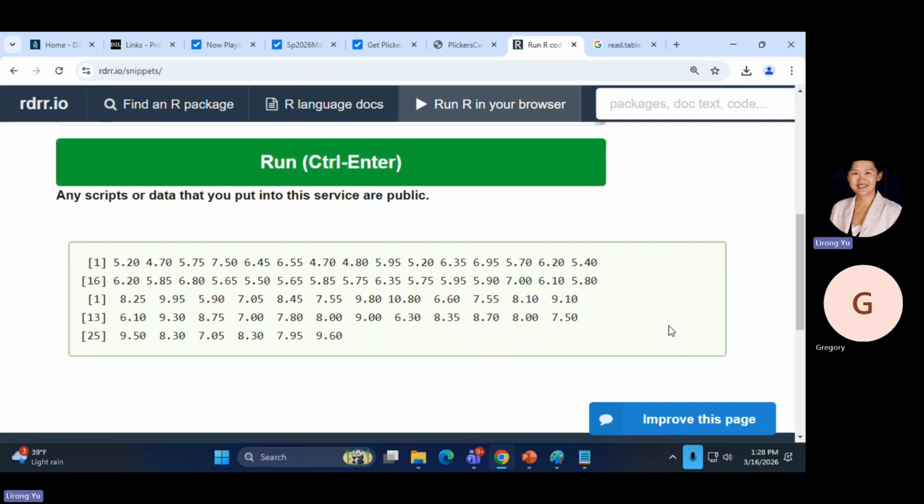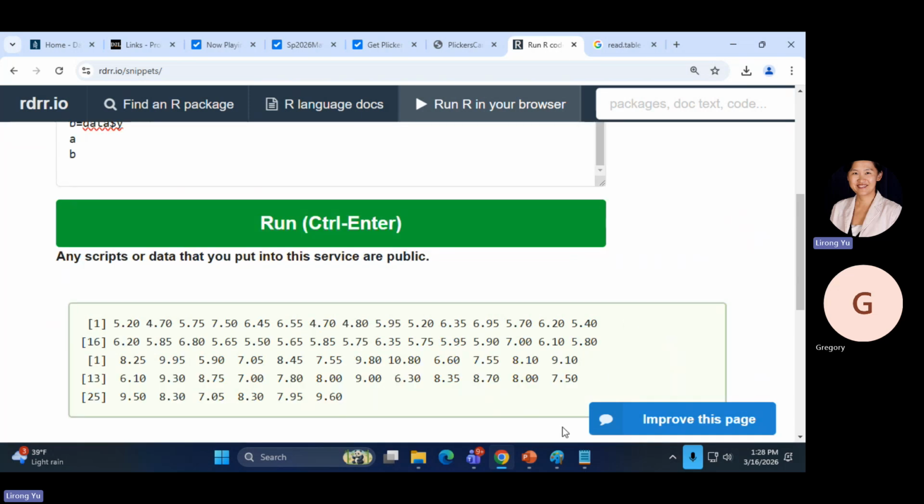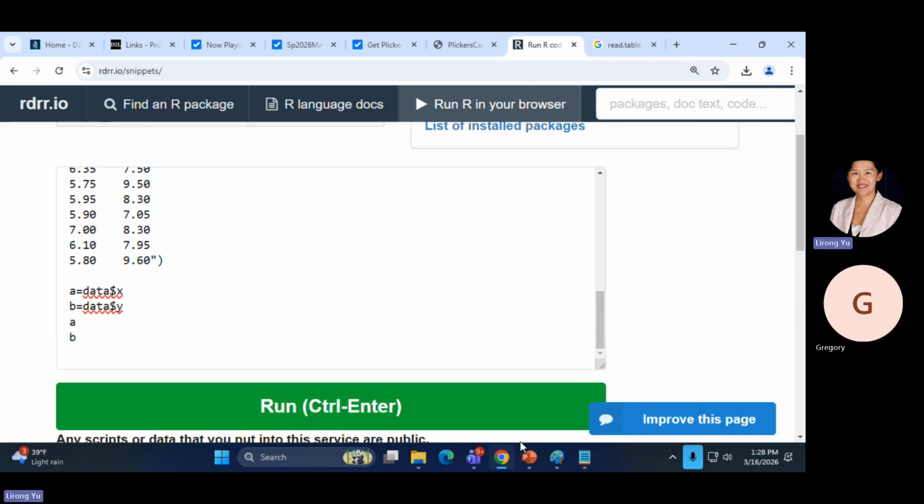Okay, so the outcome is these are all the X values. Down here we have the Y values. It's not displaying the same way, right? The spacing is different. Weird. Anyway, now we can actually do calculation.